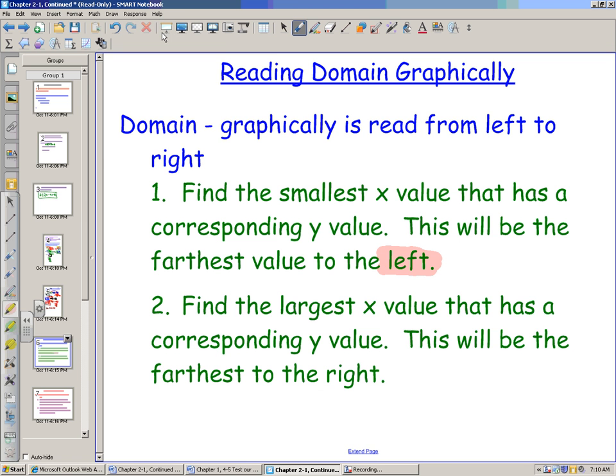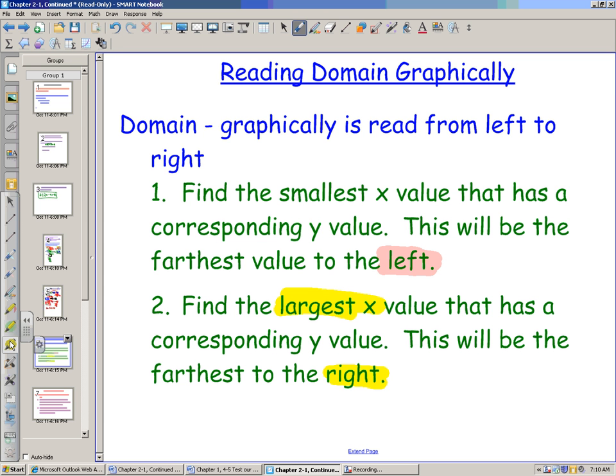And then I need to find the largest x value that has a corresponding y value to it. That's on the right. Okay? Domain is the x-axis. We read it from left to right, and we're looking for only the x values that have a y value. Now understand, the y values might be off the graph into the ceiling or all the way down to the floor. It doesn't matter, you just have to find them.